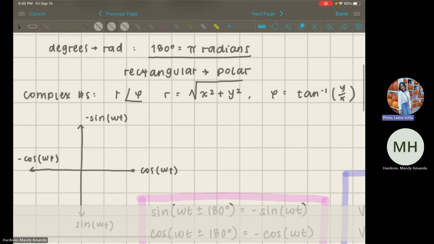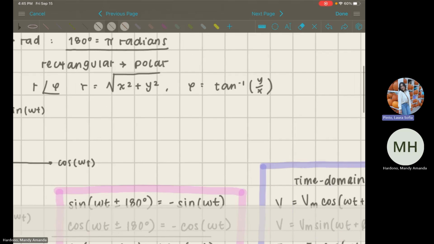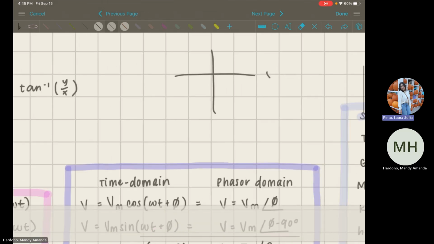Now we're moving on to complex numbers. We're trying to convert a rectangular coordinate system to a polar coordinate system. So we often see rectangular as x, y, and let's say you have a point at x equals 3, y equals 4.